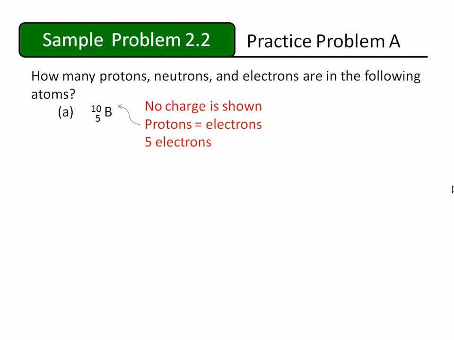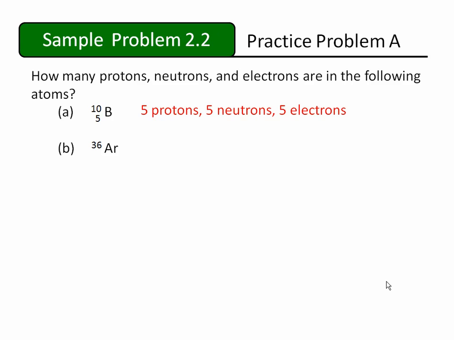There's no charge shown in this particular nuclide representation. And since no charge is shown, we must assume that the positive and negative charges cancel one another out or are equal to one another. And since we already decided that this had 5 protons, then we will say that it has 5 electrons as well.